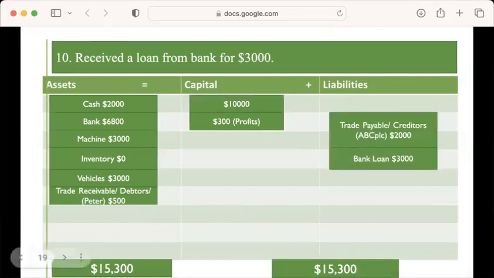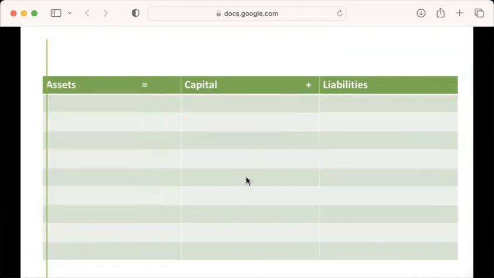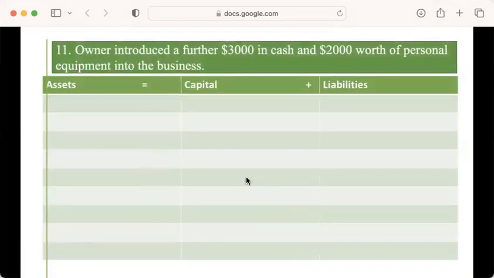So there will be a new total on either side. Right, I think this is the last transaction for this section. Owner introduced a further $3,000 in cash and $2,000 worth of personal equipment into the business. Right, now what we see here is that owner is introducing more capital. That's it. Owner is giving more cash, $3,000.